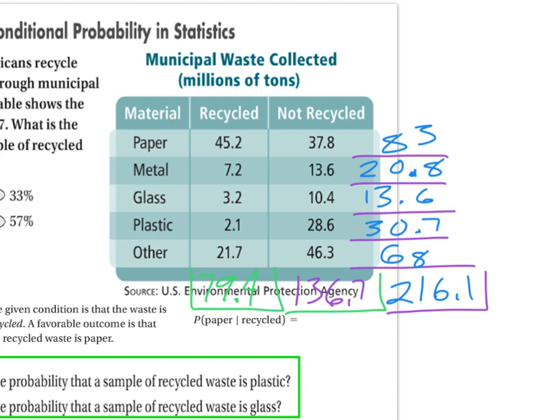All right, so now we have those values, and like I mentioned, we're looking at that recycled column. The recycled column has a total of 79.4, so that's our denominator. And the chance that it's paper would be 45.2, because there's 45.2 million tons of recycled paper out of the 79.4 million tons of recycled waste altogether. And this turns out to be roughly 56.9%.